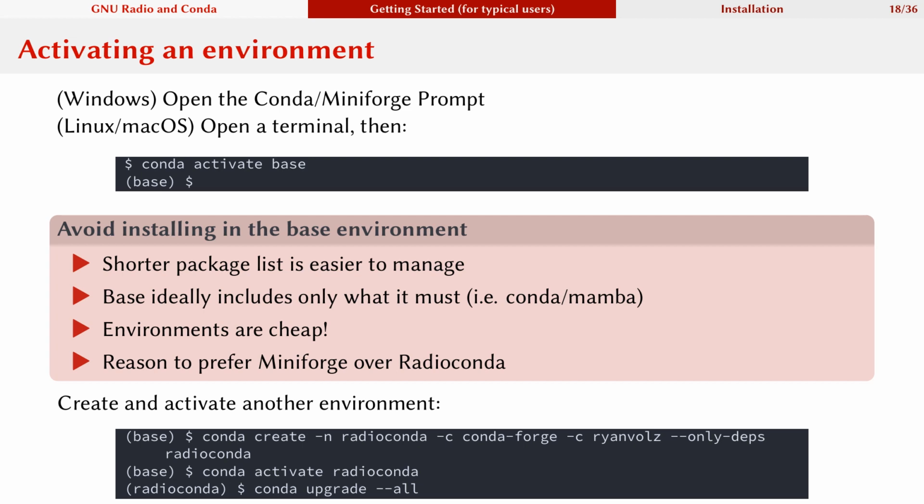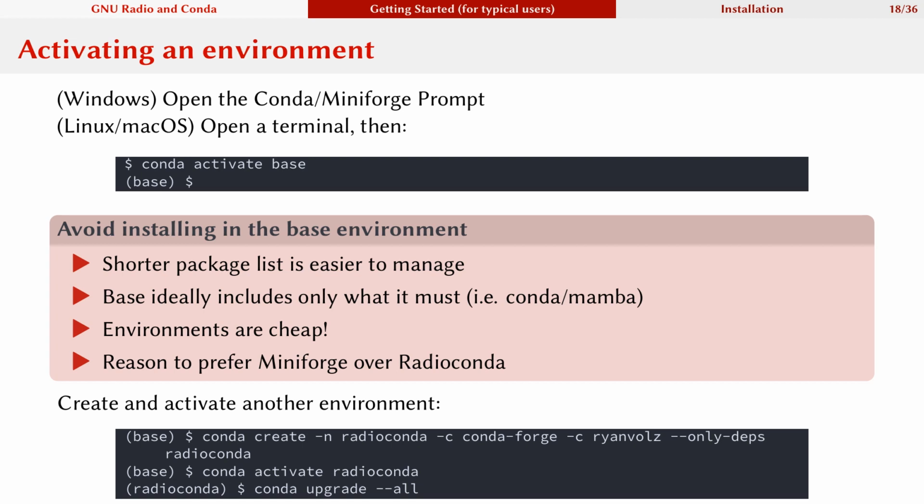It's a good piece of advice to avoid installing things into the base environment. A shorter package list is easier to manage, and the base environment ideally includes only what it must, i.e. conda and/or mamba and what those need. This is because environments are cheap, so it's not a big deal to create new environments for the programs that you actually want to use. And this could be a reason to prefer miniforge over Radio Conda, because the miniforge distribution is that small base distribution, whereas Radio Conda has everything installed in the base environment.